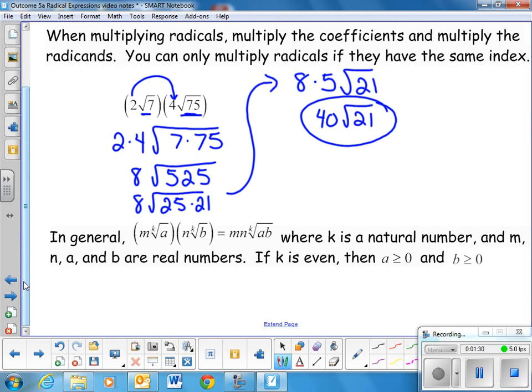So in general, if we have m times the square root of a times n times the kth root of b, we'll multiply the numbers out front, so m times n, and then multiply the numbers underneath, so a times b, as long as the index of both of those are the same. And just a reminder that if k is an even index, the numbers underneath, so a and b, have to be greater than or equal to 0.